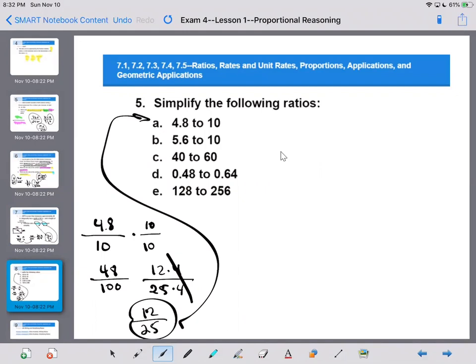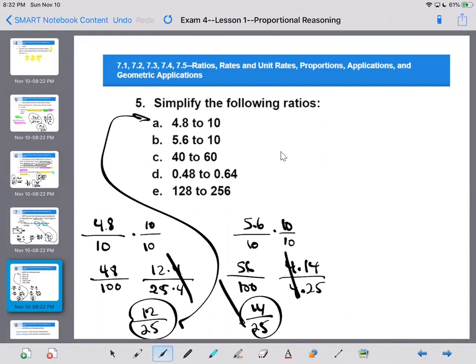If we're going to simplify that, we would do the same for part B. We're going to take 5 6/10 divided by 10 and multiply by 10 divided by 10. That gives me 56 divided by 100, and 56 is divisible by 4. So 4 multiplied by 14, and 4 multiplied by 25. The 4s would divide out, so you're left with 14 25ths, which would be the simplified version of 5 6/10 to 10.